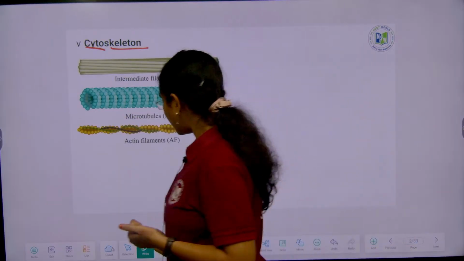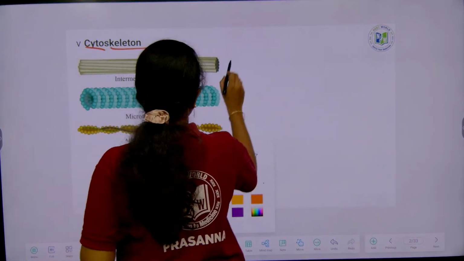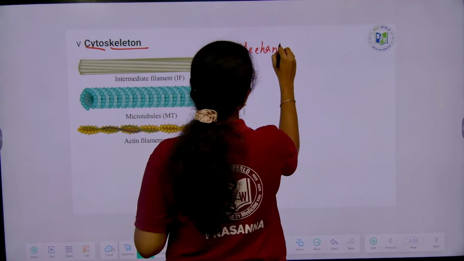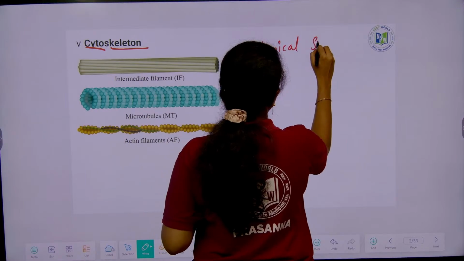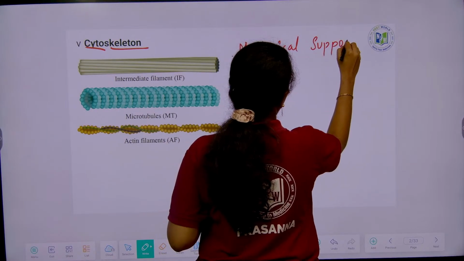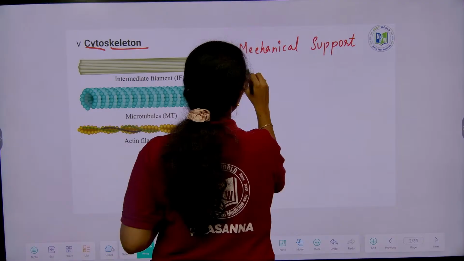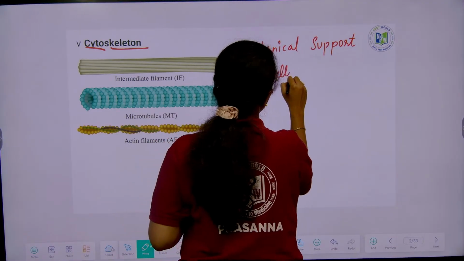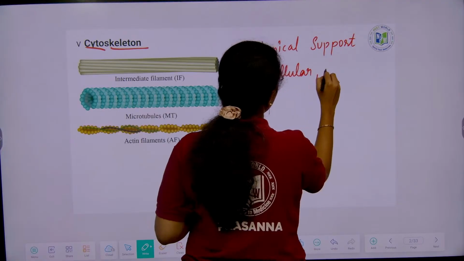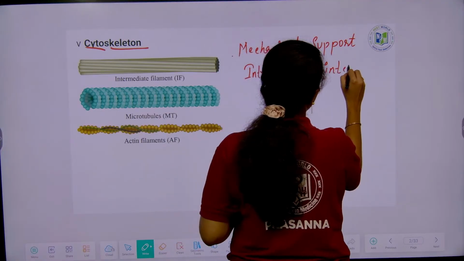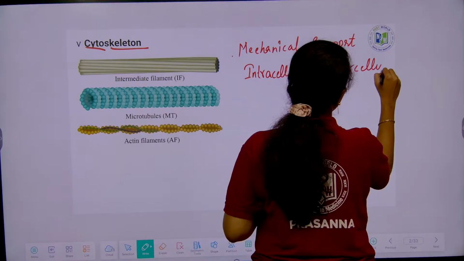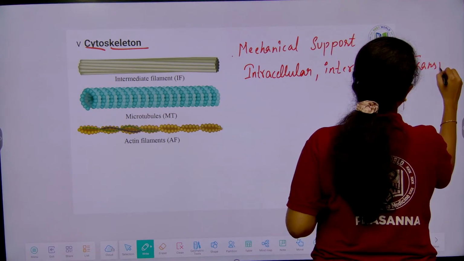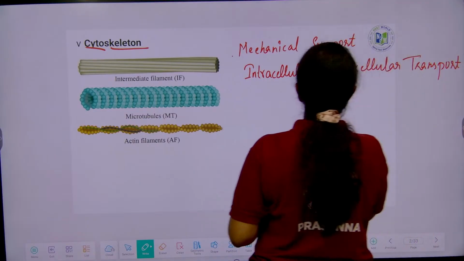Together, these will give what? They will provide mechanical support or mechanical strength, and they help both in intracellular and intercellular transport, and they also play a crucial role in cell motility.